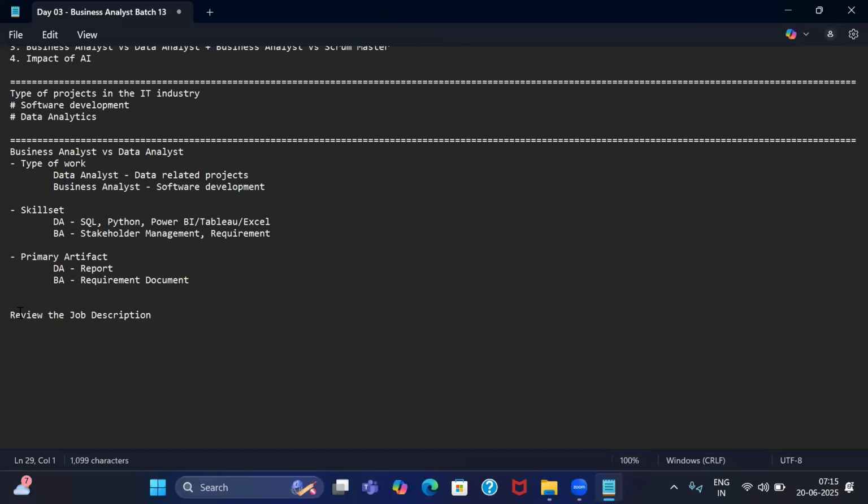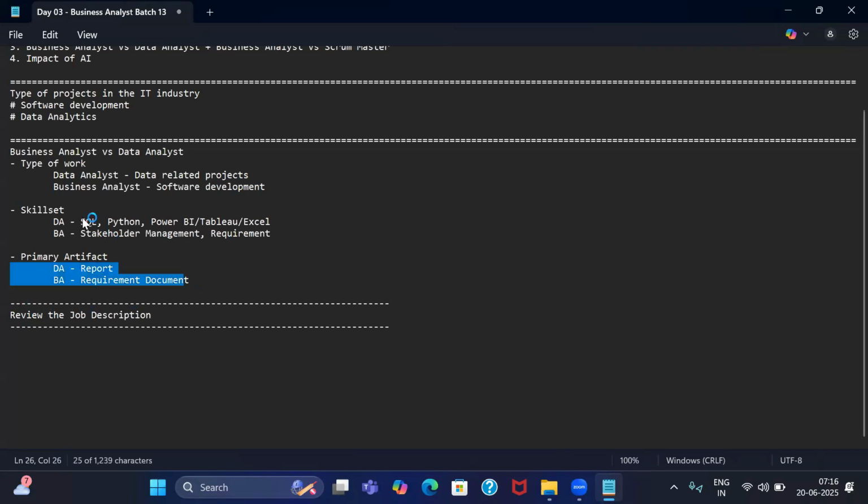So whenever you review a job description which says job required for business analyst, but instead of talking about stakeholder management, requirement gathering, requirement document, instead of all this, if the job description for business analyst says SQL, Python, Power BI, Tableau, reporting, that means the job is more for a data analyst and not for a business analyst. It's just that the organization has decided to use the word business analyst instead of data analyst. So that's why, in order to differentiate between the two, I suggest that you review the job description in these specific terms.